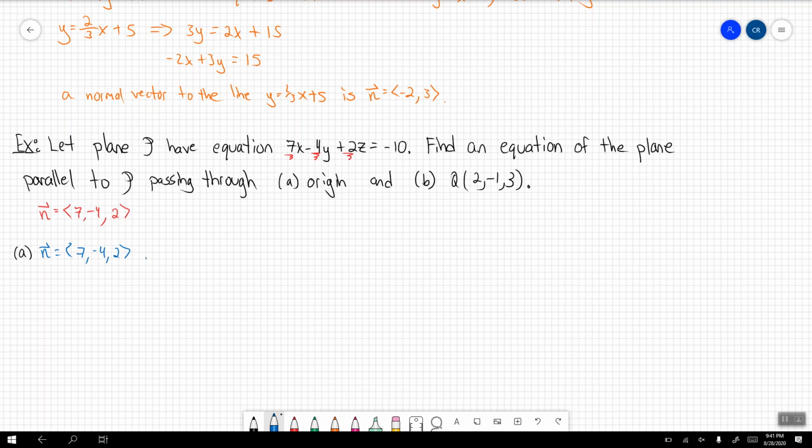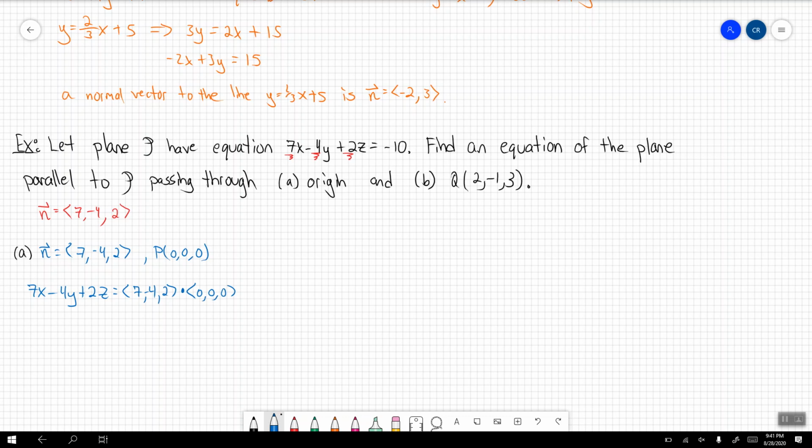Now, I just need a point on that plane that I'm trying to construct. They're telling me it's going through the origin, which means I need point P, which will be 0, 0, 0. So in order for me to extract the equation of this plane, I now need ax plus by plus cz is equal to d. That's going to be 7x minus 4y plus 2z is equal to the normal vector, which is 7, negative 4, 2, dot the point in vector form, which is 0, 0, 0.